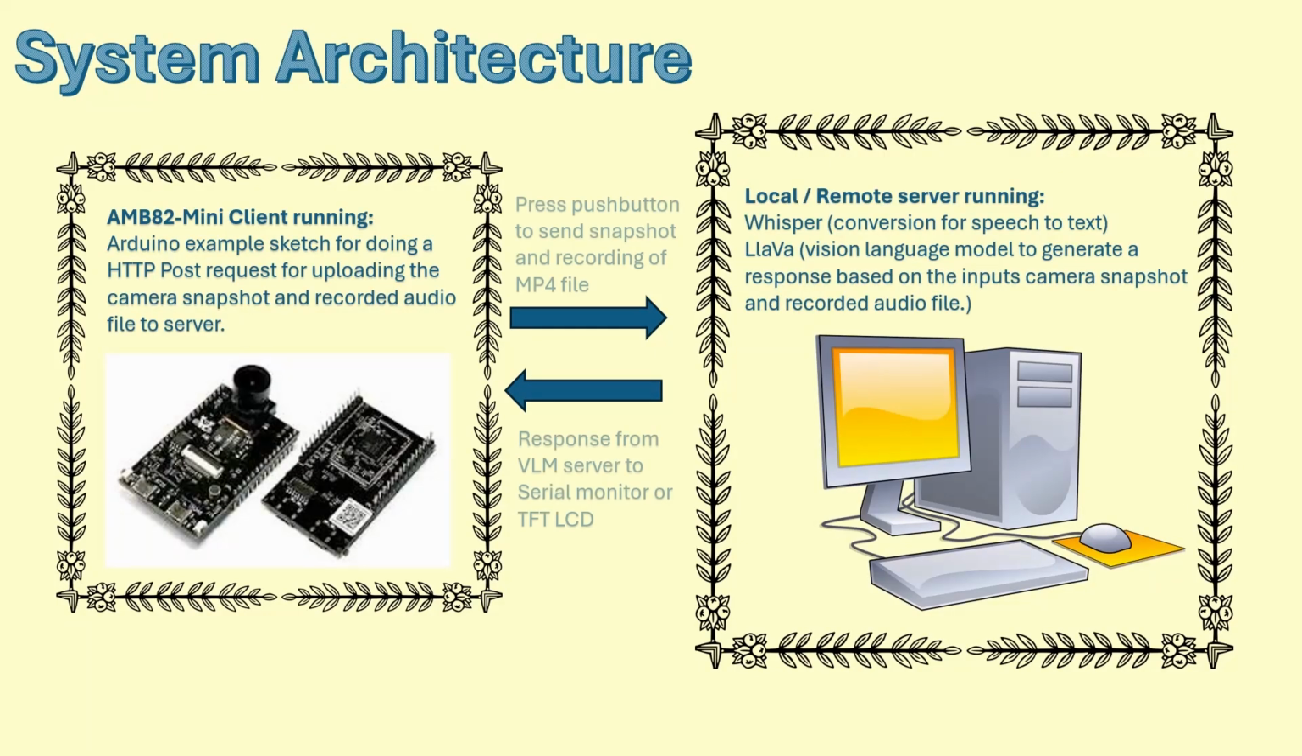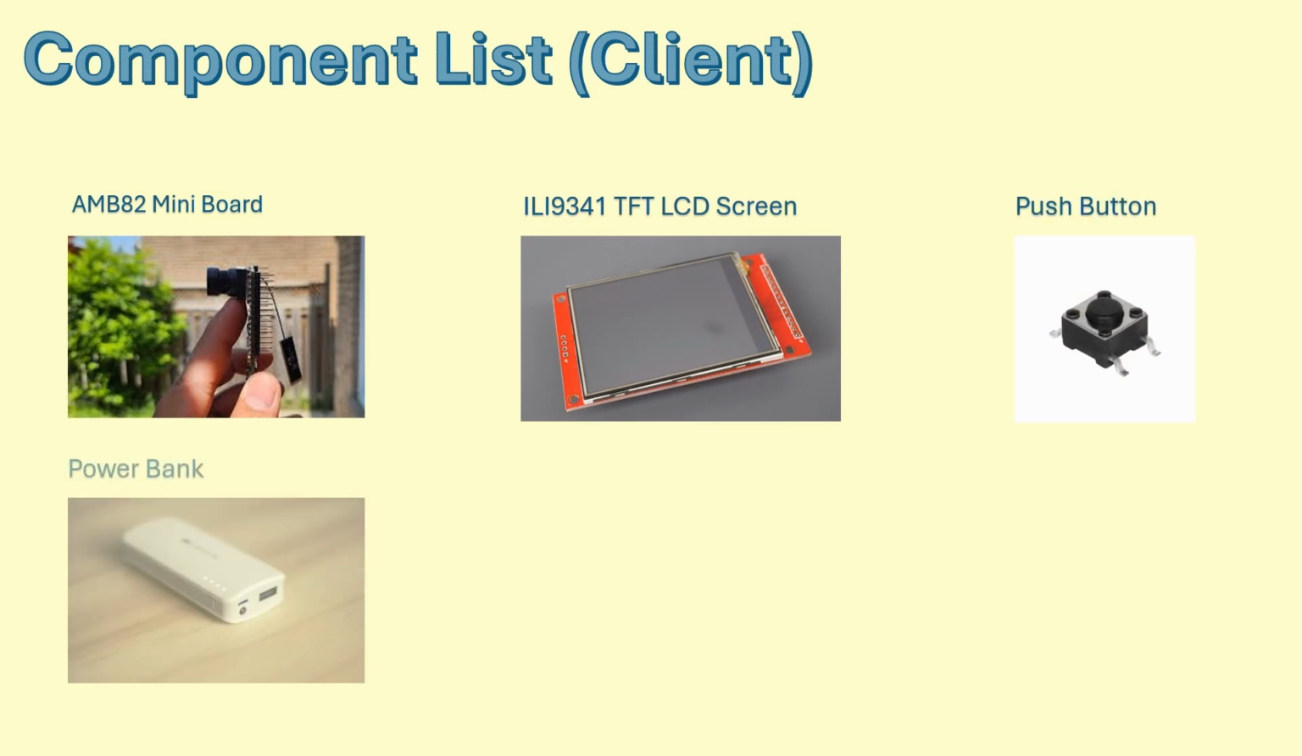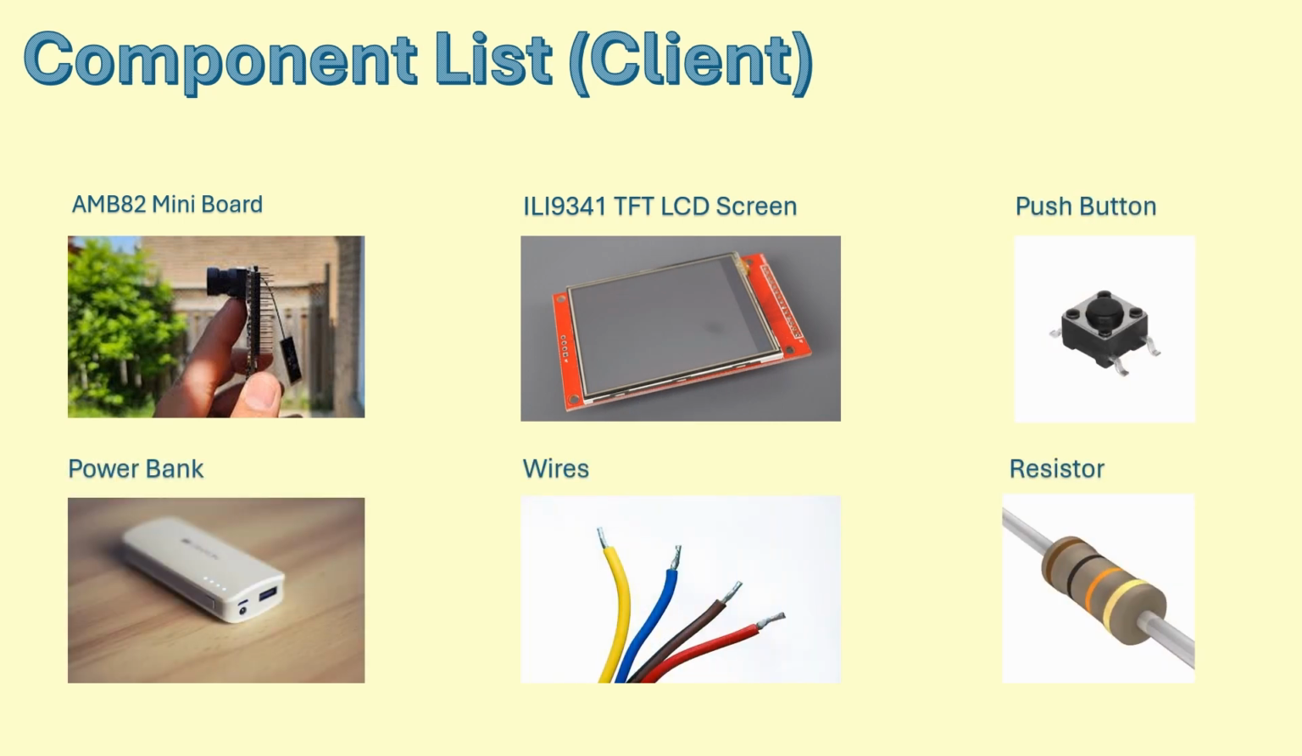This is the system architecture. The AMB82 Mini is acting as the client while the remote PC is acting as the server. After pressing the push button for 2 seconds, the user can speak into the microphone to record an audio file, and a camera snapshot will be taken at that instance. The audio file and camera snapshot will be sent to the server. These two inputs will be the prompt to the model, and a response will be generated and sent back to the display. These are the components that you will need to set up on the client side.